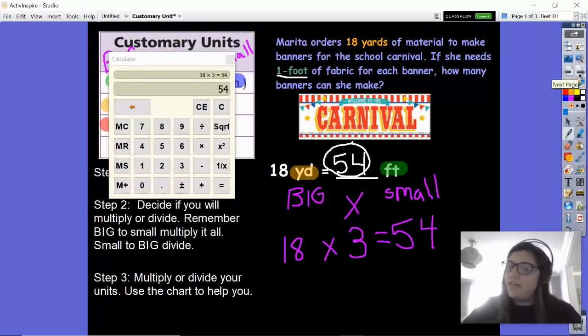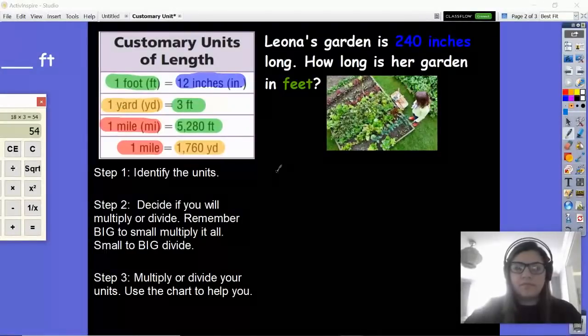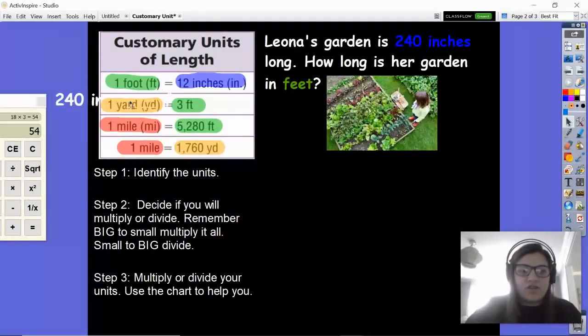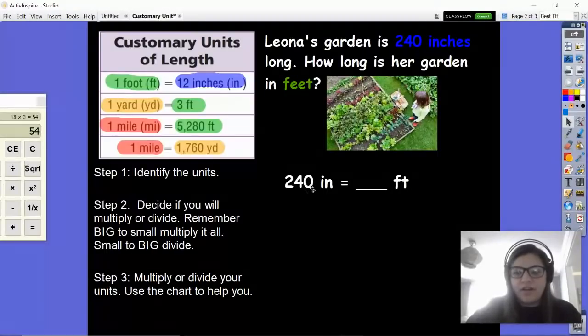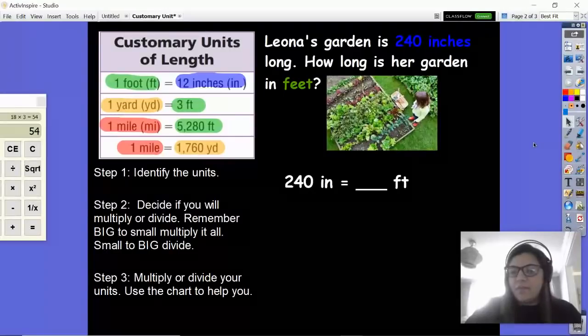Let's take a look at another problem. It says Leona's garden is 240 inches long. How long is her garden in feet? So I know that we're going to be looking at 240 inches and figuring out how many feet are in 240 inches. So the first thing I'm going to do is again identify my units.